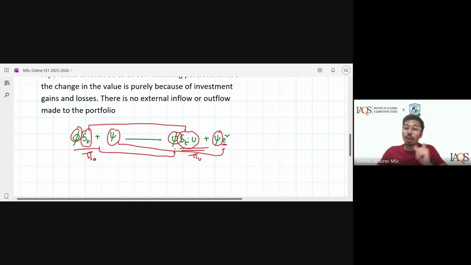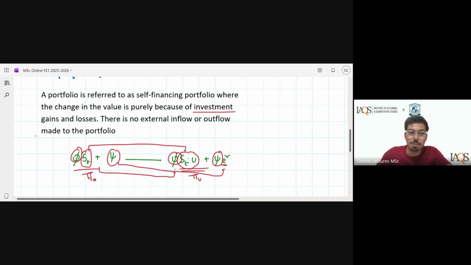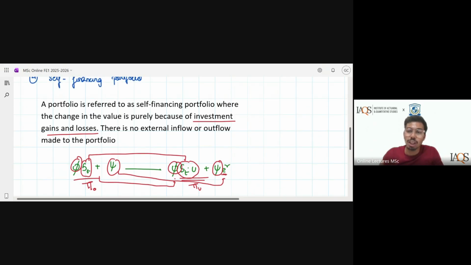It is not like I have altered the quantity of shares, removed certain shares, or bought more shares. It's not even like I've added more cash or removed cash from this account. There is no external cash inflow or outflow, but still the portfolio value has changed. Why? Because of purely investment gains and losses. Why losses? Because it can go down also. It can be Π_D also, which is a loss in that case. So any portfolio wherein the change in the value is purely because of investment gains or losses, purely because of market movements, and not because of me removing anything from or putting anything into the portfolio, is referred to as a self-financing portfolio.